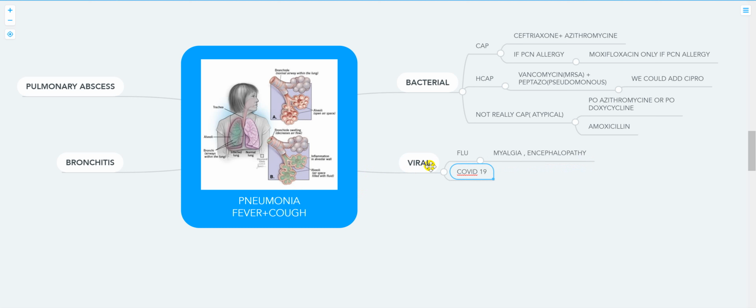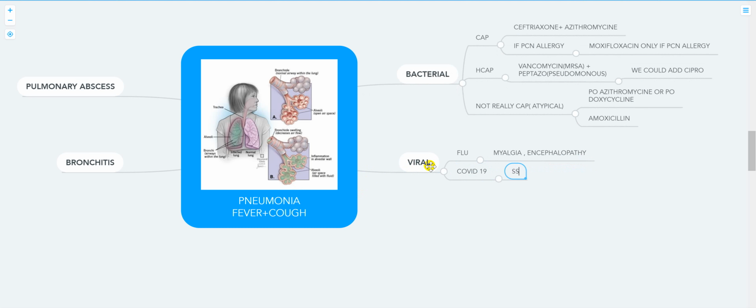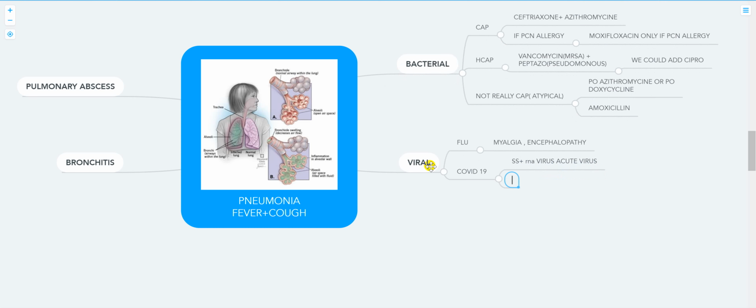COVID-19 is a single-stranded positive RNA virus. It causes acute respiratory illness, just like Ebola and West Nile virus. It's hard to treat. By the way, the name of the virus is SARS-2, and COVID-19 is the name of the disease. We usually treat the acute respiratory distress syndrome, not the virus.